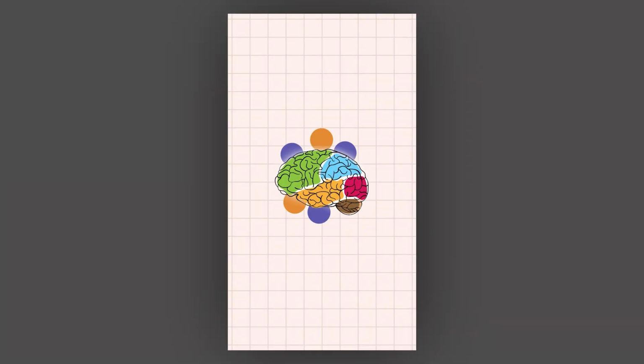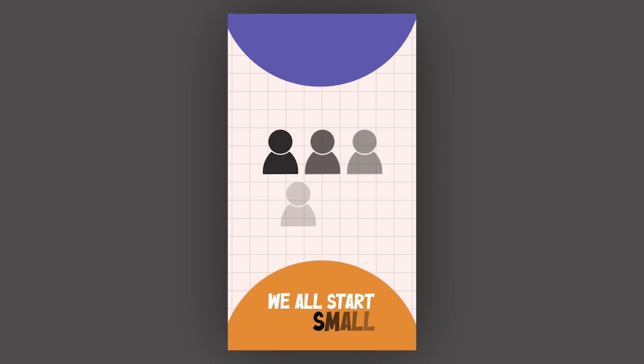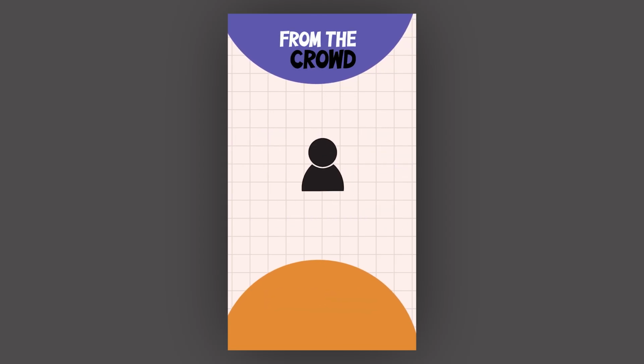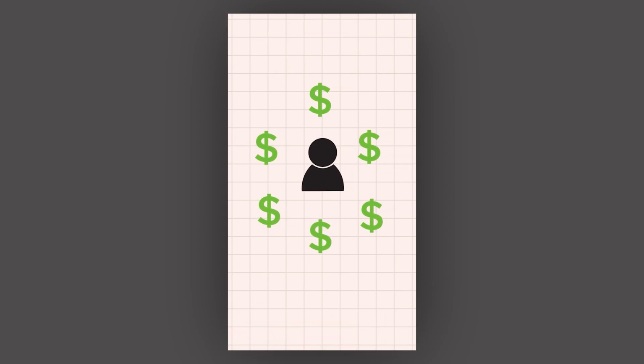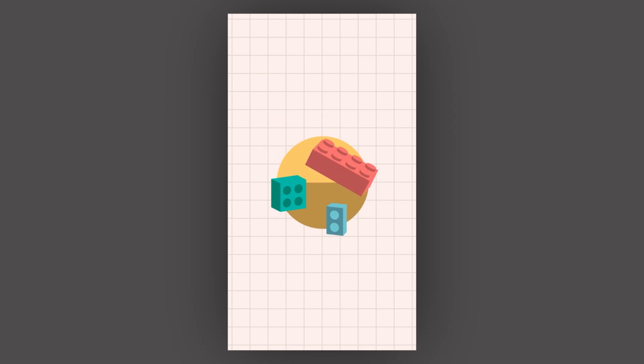It all starts here, thought and motion. One comes from mindset, the other from skill set. We all start small, then we separate from the crowd, and creativity transforms into income. Learn, apply, improve, grow, build something that lasts.